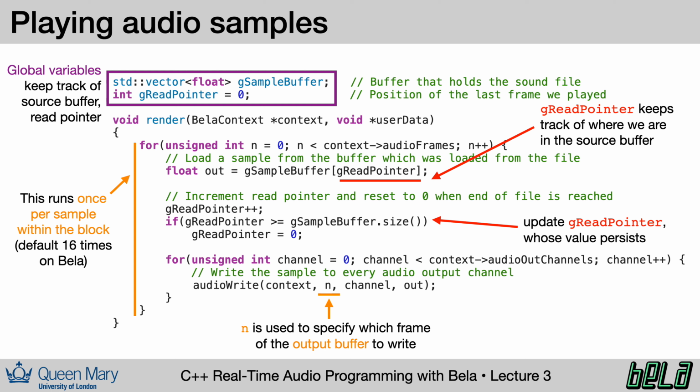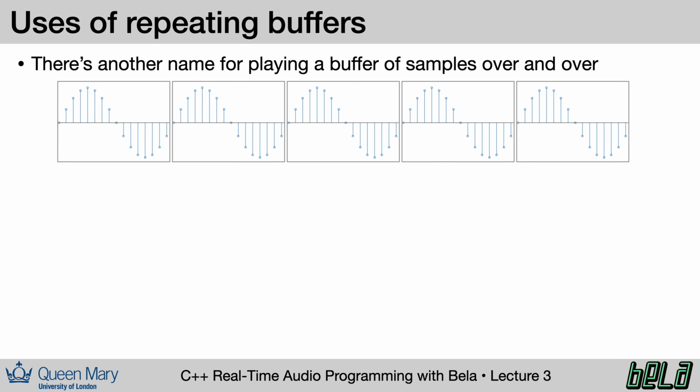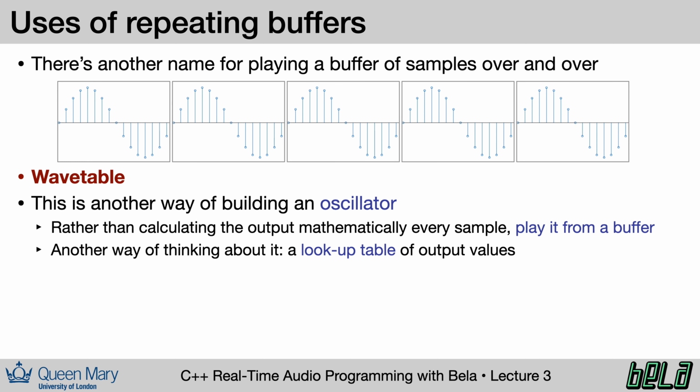There's another name for playing a buffer of samples over and over again in a loop, and that is a wavetable. Essentially, we are building an oscillator by playing a buffer of samples that represent one oscillation of a signal over and over again. So this is an alternative to calculating the value of an oscillator mathematically using a function like sine, for example. Essentially, instead, we look it up from a table that we have pre-computed and stored in this buffer.